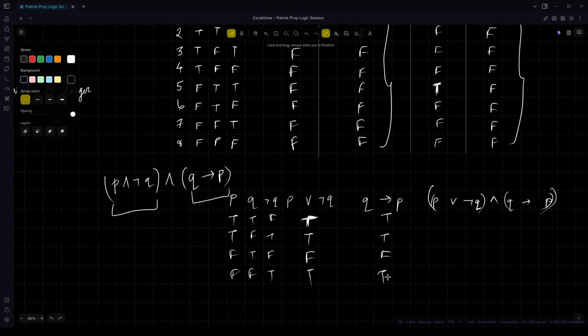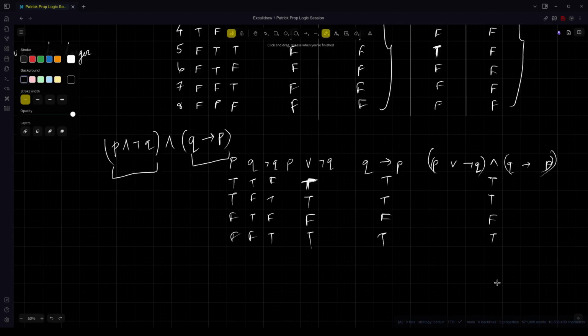Okay, and now we get the conjunction of this and this, which is basically going to be what? So conjunction, that's a true, because they're both true, then true, false, true. So we basically built it up from the atomic propositions upwards, right? And now we have the whole compound proposition solved.